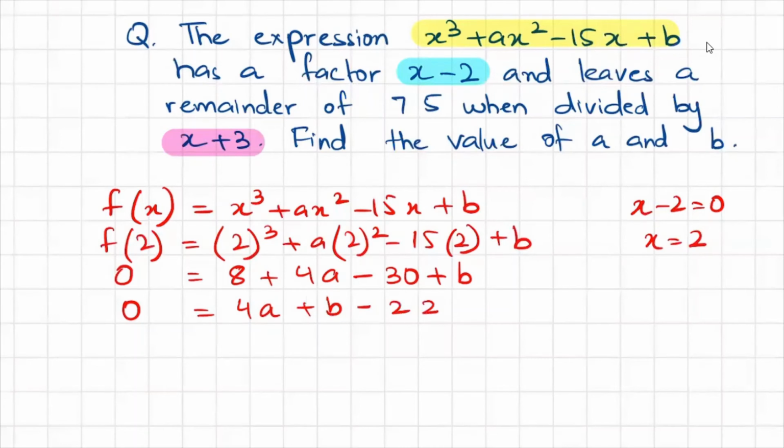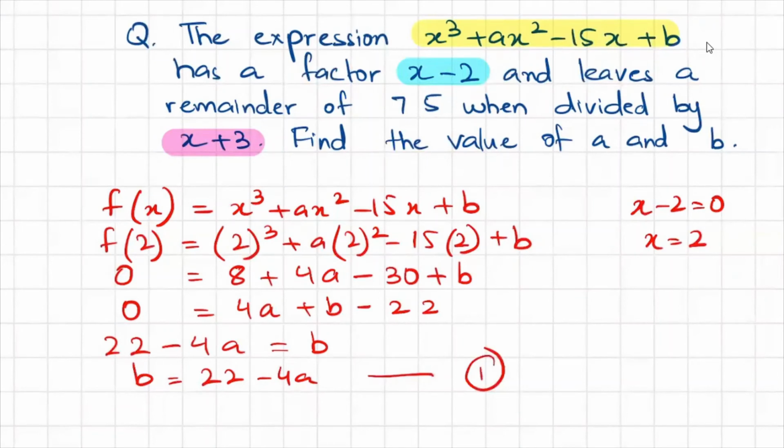So I can see that it's basically a simultaneous equation sort of a thing. So I'm going to make b my subject, so it's easier for me in the next step. I'm going to take all the things over there. So 22 minus 4a equals b, or you can also say that b equals 22 minus 4a. And this is your first equation. Let's highlight this so we know what we have found out yet.